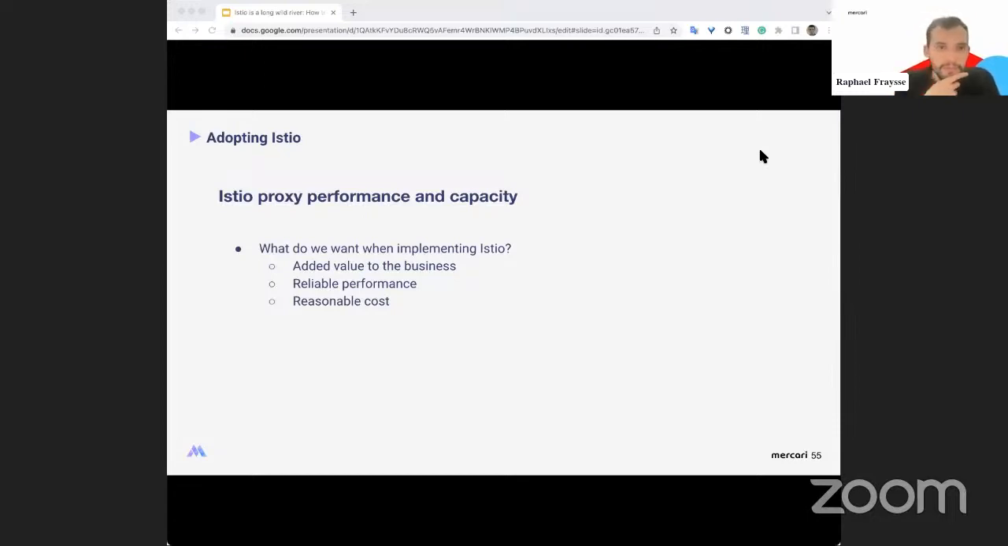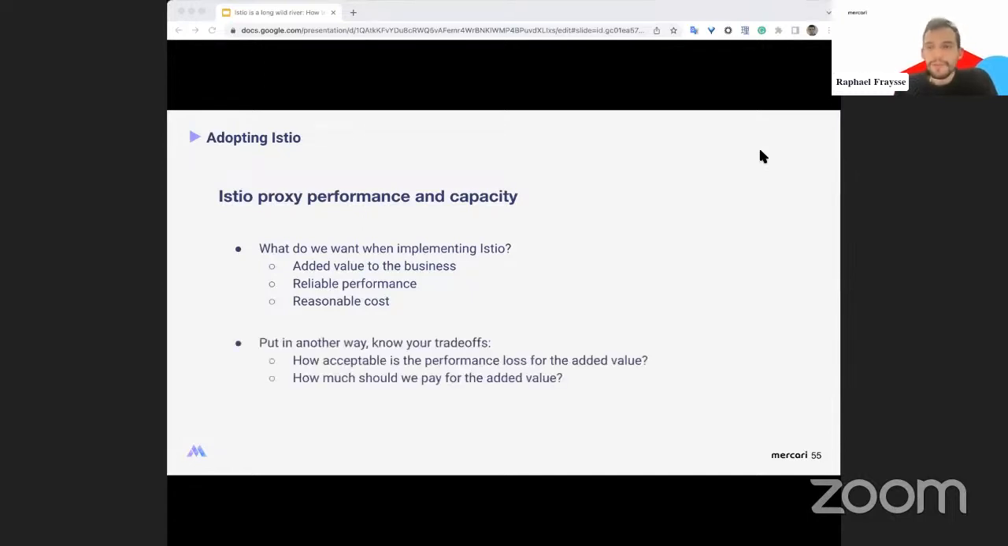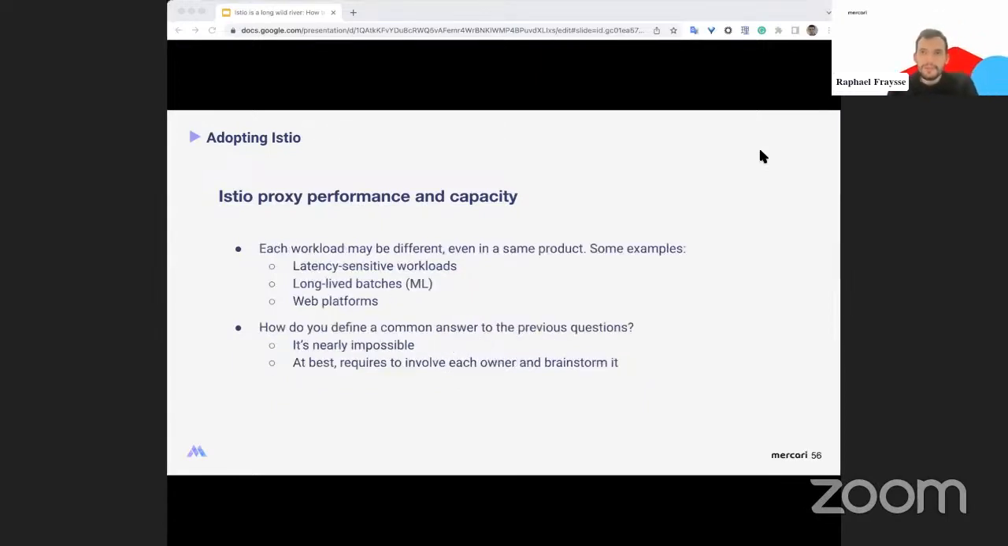That will have a potentially tremendous impact on your business. And also you need to think of cost, because we need a reasonable cost. We cannot use unlimited compute, unlimited money. So we really need to understand what the appropriate resources for the sidecar are. And that's all about the trade-off, basically. How acceptable is the performance loss for the added value, and how much you should pay for the value added to the business. And to answer those questions, we need to take a look at our use cases.